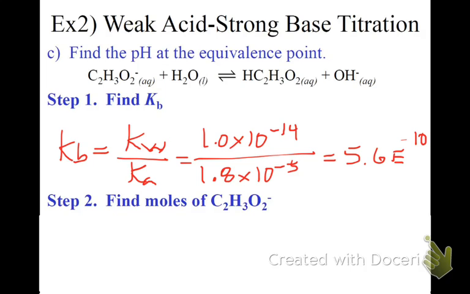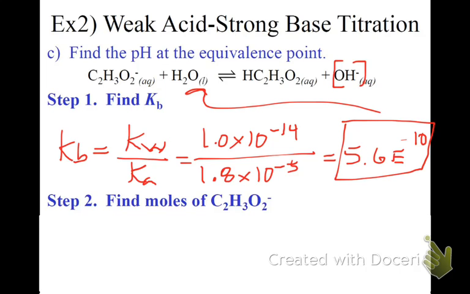But in order to do anything with this equilibrium constant, we're going to have to use it up here in this equation. Use Kb to calculate what the new concentration of OH- is. In order to do that, we need to know how many moles of acetate we have in the solution at this point. We're at the equivalence point, which means we have taken our initial 0.015 moles of acetic acid, C2H3O2, and reacted all of it, which means the sodium hydroxide ripped all of these H+ off and left us with the acetates.